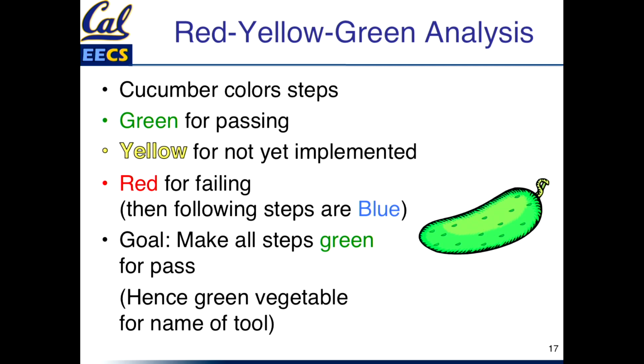And the story is the girlfriend of the guy who came up with this tool decided that to make it all green, then cucumber would be a cool vegetable to name it after because you want to make everything green. I guess maybe she's vegan or something like that.